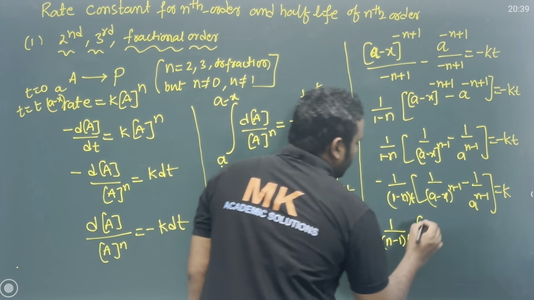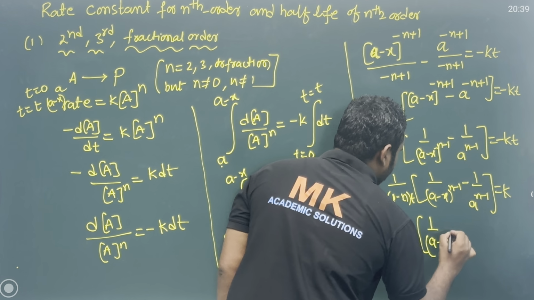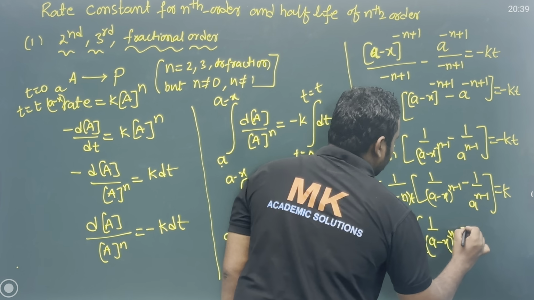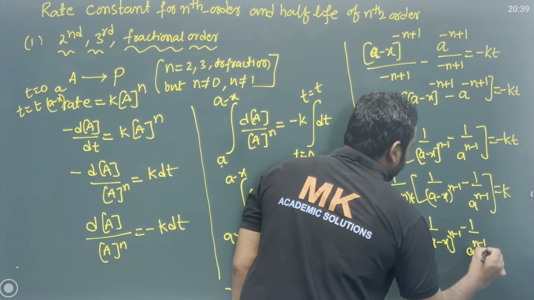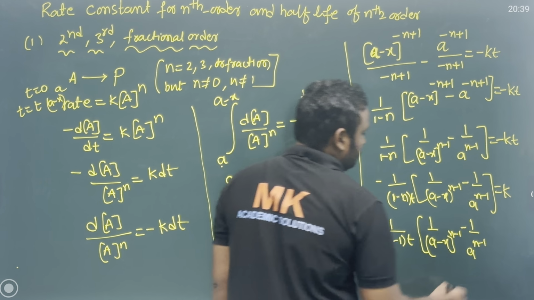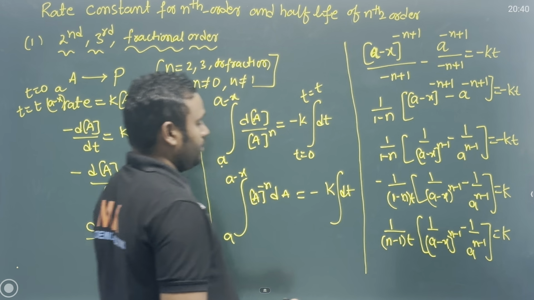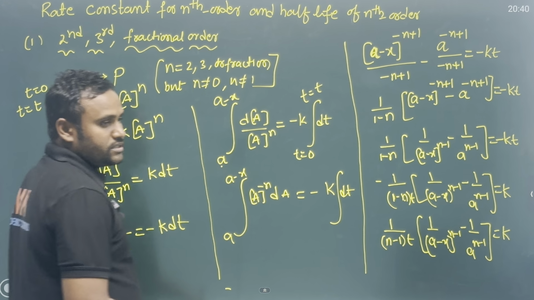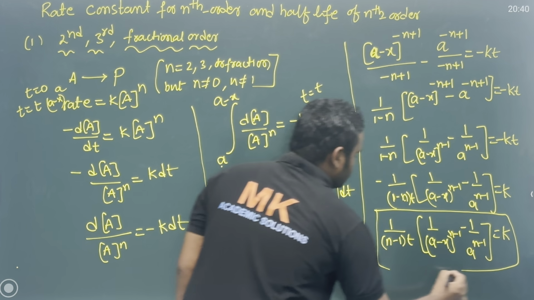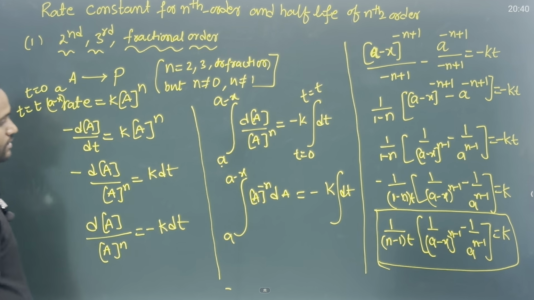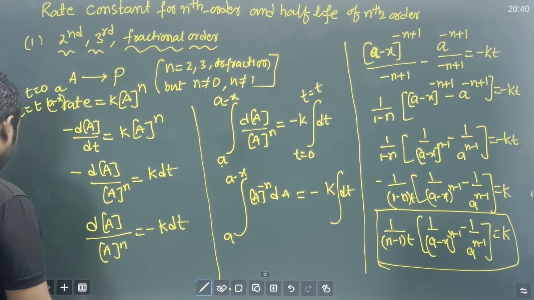Okay, 1 by (a minus x) power n minus 1, minus 1 by a power n minus 1, that is equal to k. Right, children. So this is about what? The rate constant for the nth order reaction. Okay, what is the rate constant for the nth order reaction we got here?